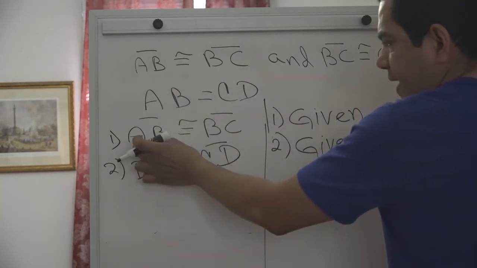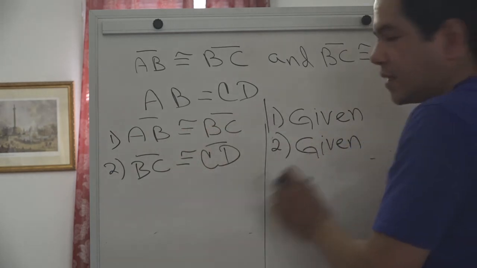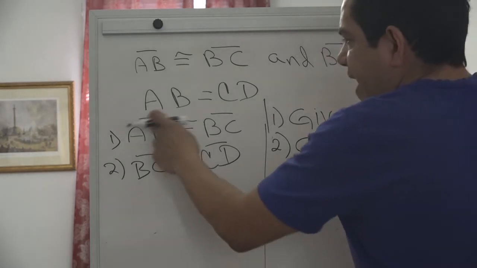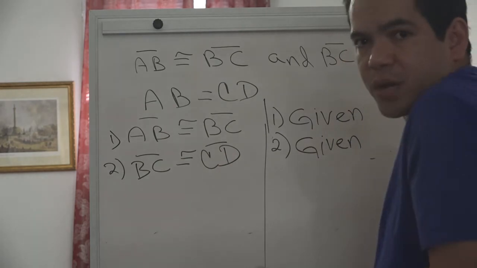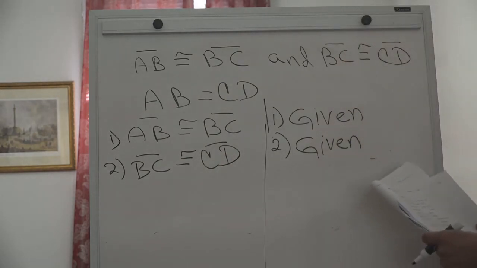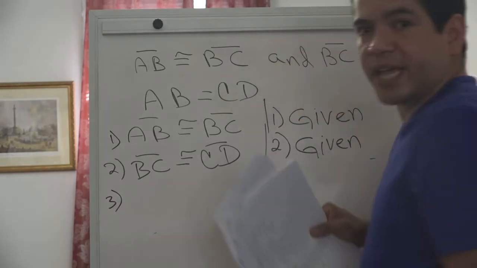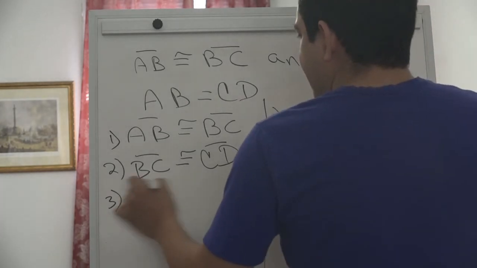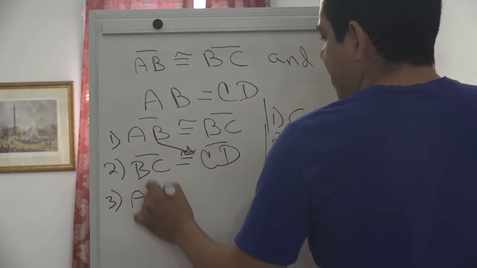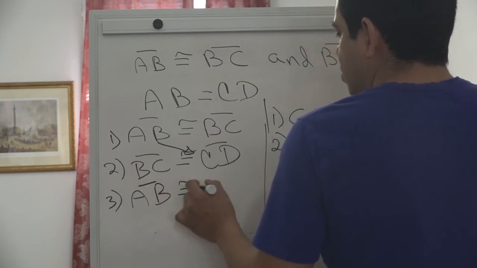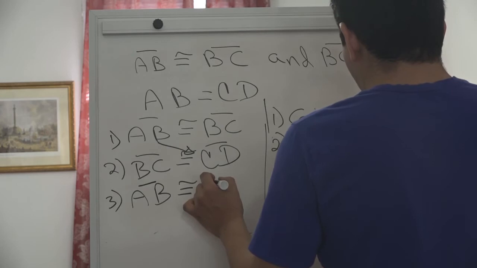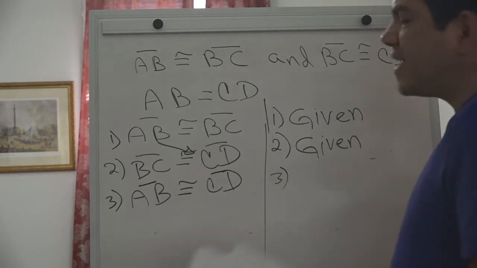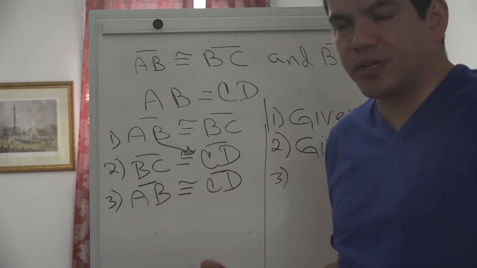Well, watch this. If AB is congruent to BC and BC is congruent to CD, I can conclude that segment AB is congruent to segment CD because they're all equal. Okay, so that's exactly what I'm going to do. So my third statement: AB, this one is congruent to this one. So segment AB is congruent to segment CD.